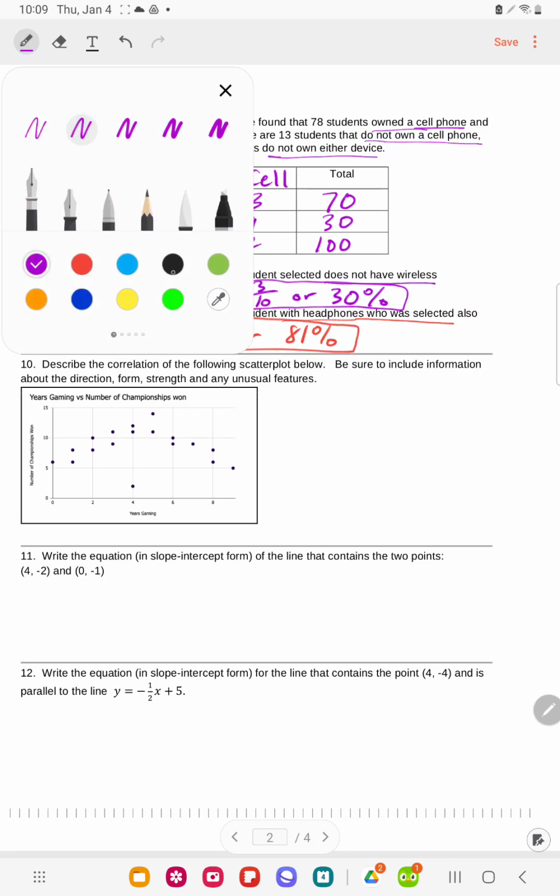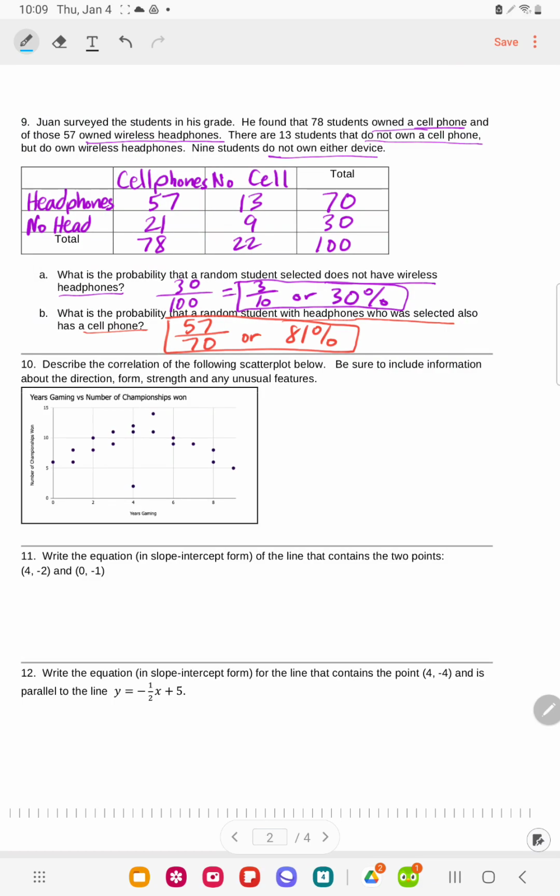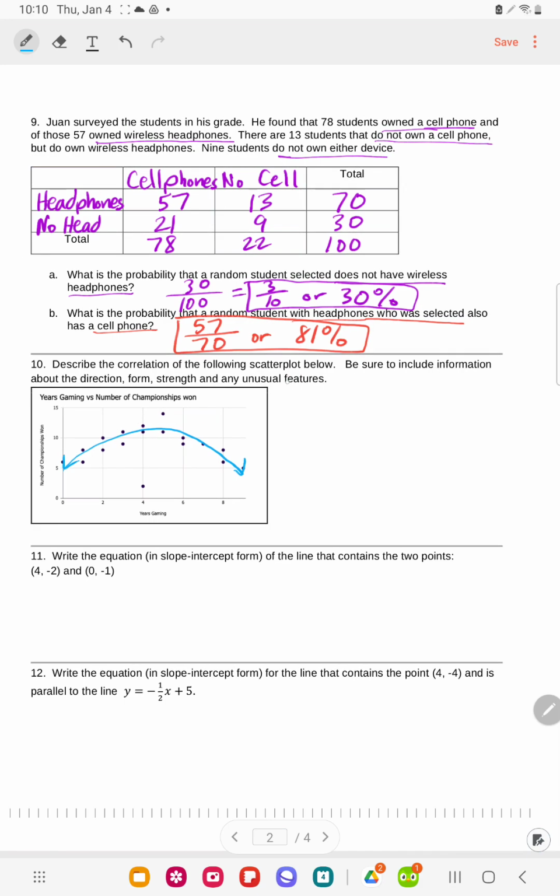Question 10. Describe the correlation of the following scatter plot below. Be sure to include information about the direction, form, strength, and any unusual features. So direction, it looks something like that. Most of the points along the scatter plot, the direction is facing down. This is a parabola facing downward, okay? So we have negative as our direction.